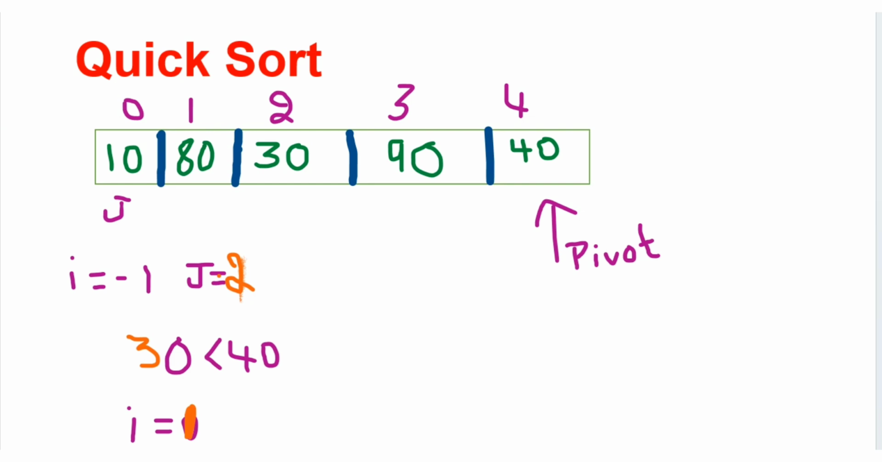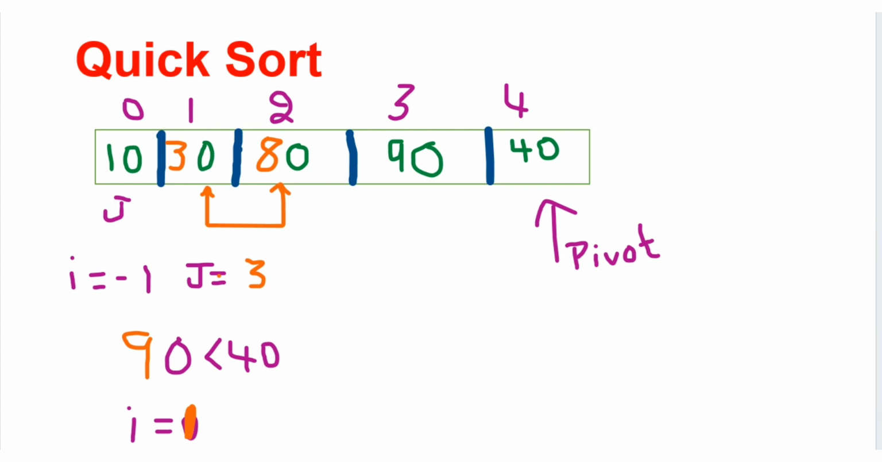i becomes 1. Next, I need to swap the ith value and the jth value. 30 is less than 40. Yes. We need to swap i and j, 80 with 30. Now the array looks like 30 and 80. Next, increment j. Now j becomes 3.